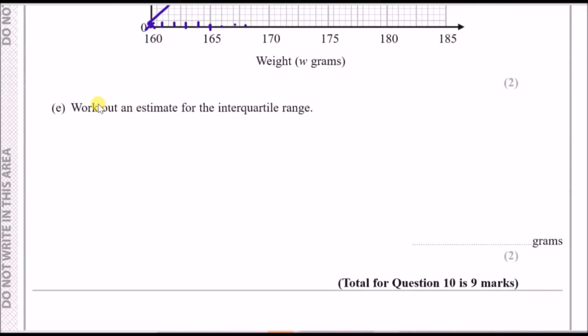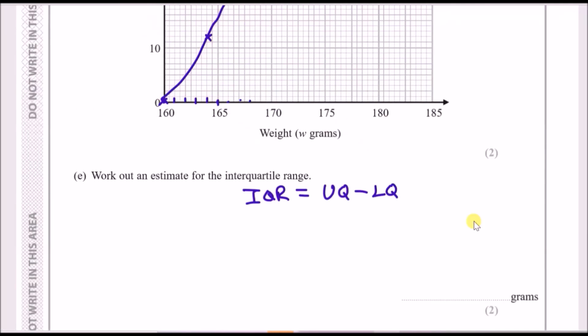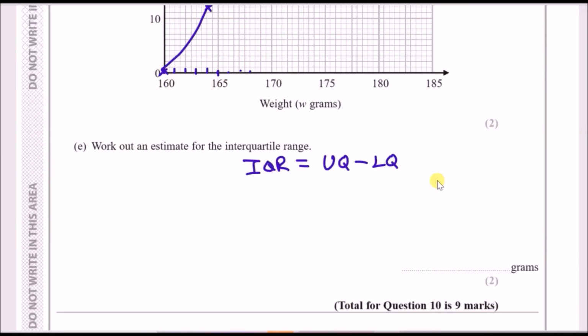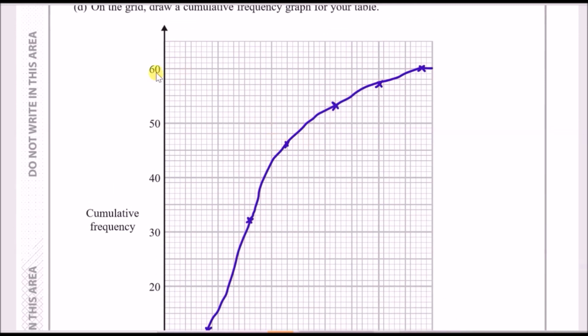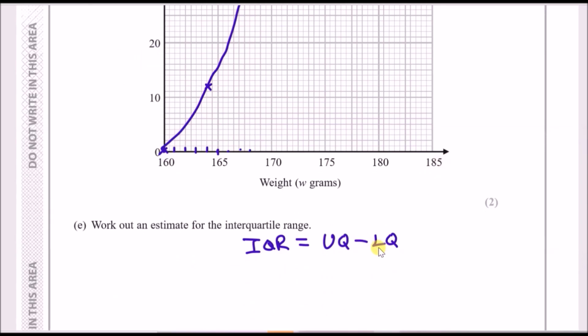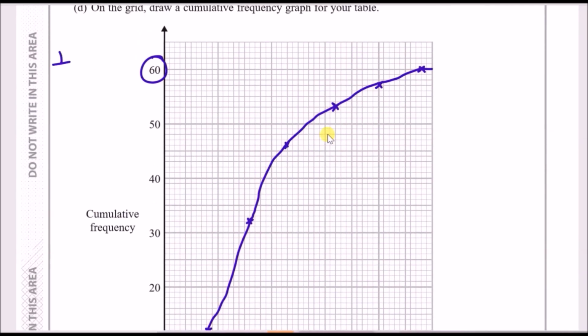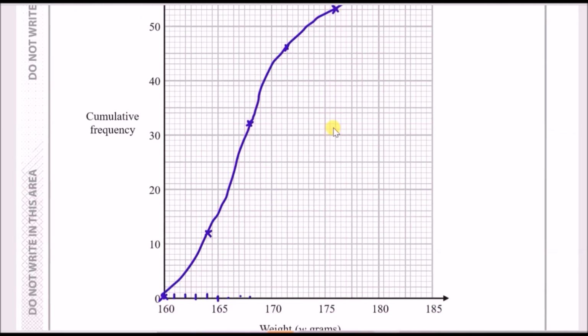Now looking at E, yeah? So work out an estimate for the interquartile range, so the IQR. Okay, so interquartile range means the difference between the upper quartile and the lower quartile. Now to work out the upper and lower quartiles of these kinds of problems, what I would do is firstly ask myself, all right, how many apples do we have altogether? Well, we've got 60 apples. Now lower quartile means find the first quarter. Well, that essentially means 1/4 of 60. Well, one quarter of 60 is just 15.